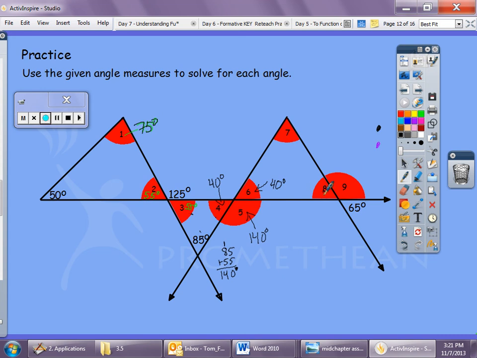If this is 65, angle 8 has to also be 65, vertical angles. Then we can get angle 9, so 180 minus 65, 115. So this is 115 degrees. And then 60 plus 40 is 105. 180 minus 105 is 75. So we know that this is 75 degrees. And that's how we get all of our angles.